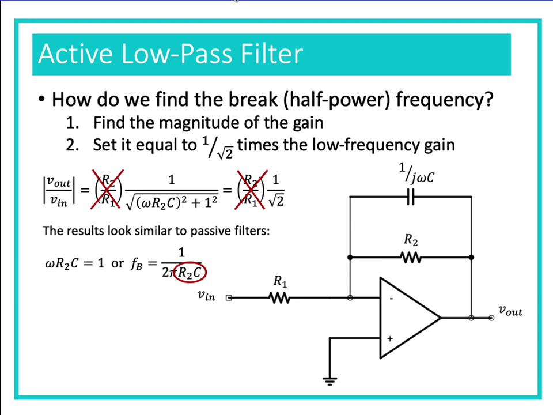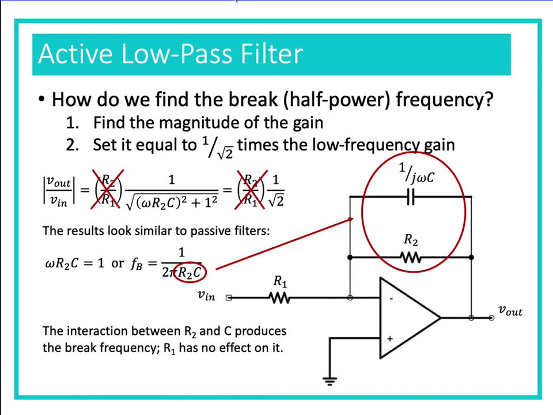So R2 and C are the two elements that are interacting to create the break frequency. They are physically closer together, they're physically connected, they don't have the op-amp between them, so their interaction produces the break frequency. R1 actually has no effect on the break frequency whatsoever. So when calculating the break frequency for an active low-pass filter, we only use R2 for that value.